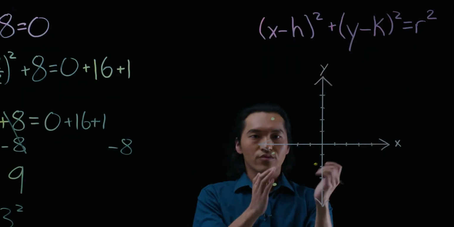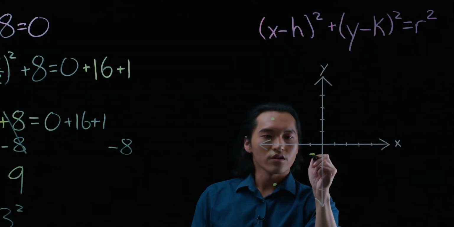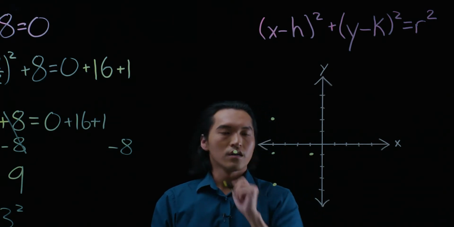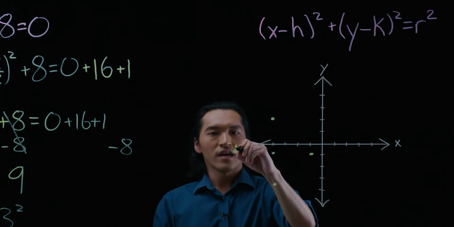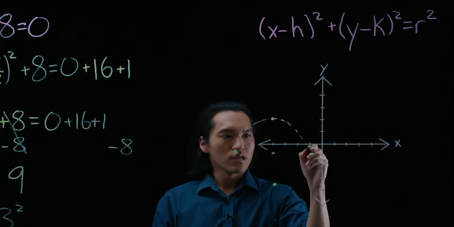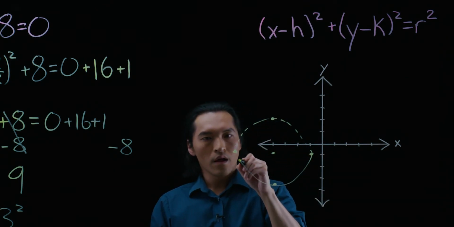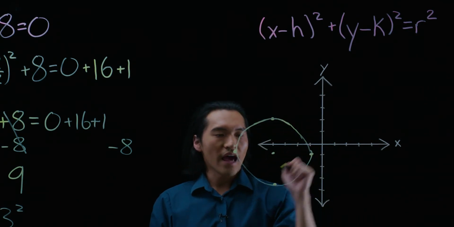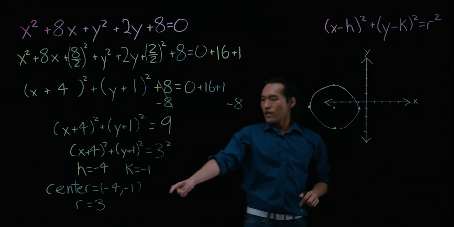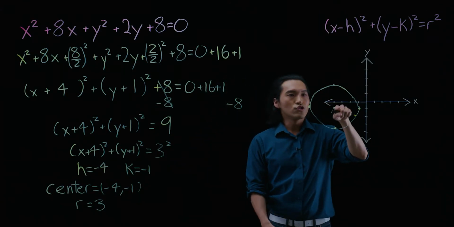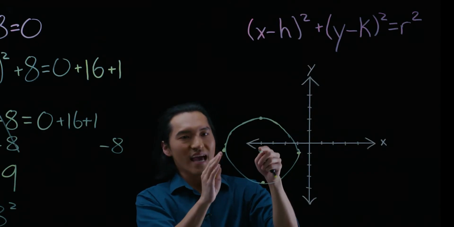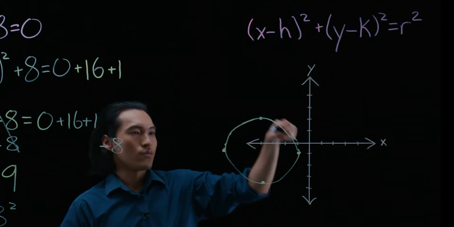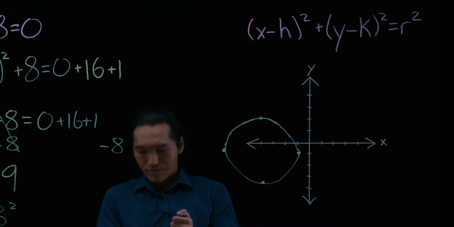We can go left and right 3. So 1, 2, 3 goes here. And then we can go right 3. 1, 2, 3. That's approximately here, right? And then we can kind of estimate the rest of the circle to make it look something like that, right? And now remember, even though the center is used to graph the circle, the center isn't actually on the circle. So technically, when we graph it, it's going to end up looking like this.